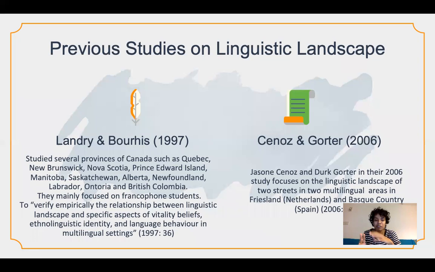For the purposes of this paper, I've really congested it down. I've mentioned only a few. So Landry and Boris, 1997, looks at several provinces of Canada, focusing on the Francophone students, and looks at the ethno-linguistic identity and language behavior in multilingual settings. Zenes and Goethe, 2006, looks at multilingual areas in Friesland, Netherlands, and Basque Country, Spain.